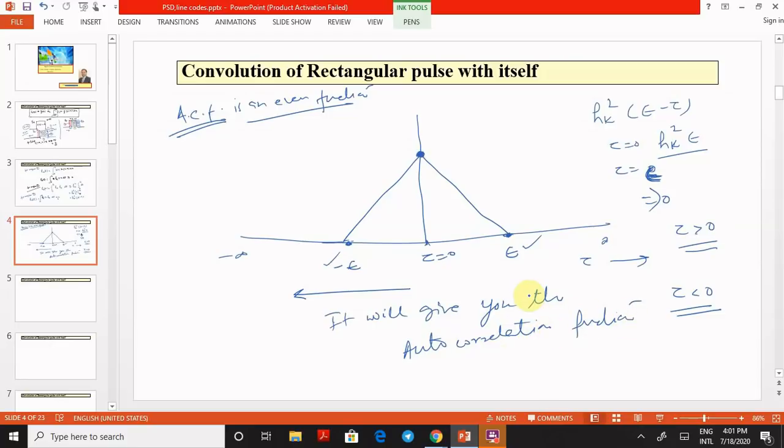Actually, I made this video just so that the understanding of the convolution of a rectangular pulse with itself is clear, because normally it is not explained in detail in the notebooks. So I hope that this elaboration will help you for a better understanding. Thank you very much.